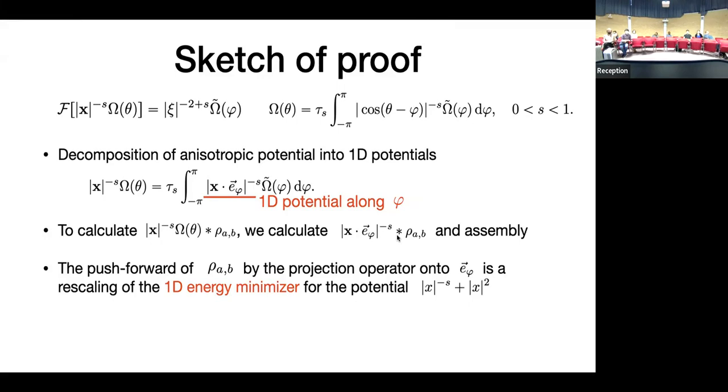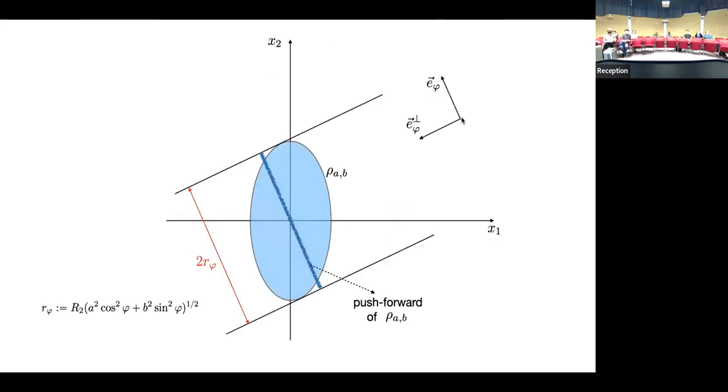Okay, so this convolution is basically some one-dimensional thing. If you look at the picture here, only the e_phi direction matters. The e_phi perpendicular direction doesn't matter at all. So you can just integrate your rho AB along the e_phi perpendicular direction. That is, you are doing the push forward by some projection operator onto the e_phi direction.